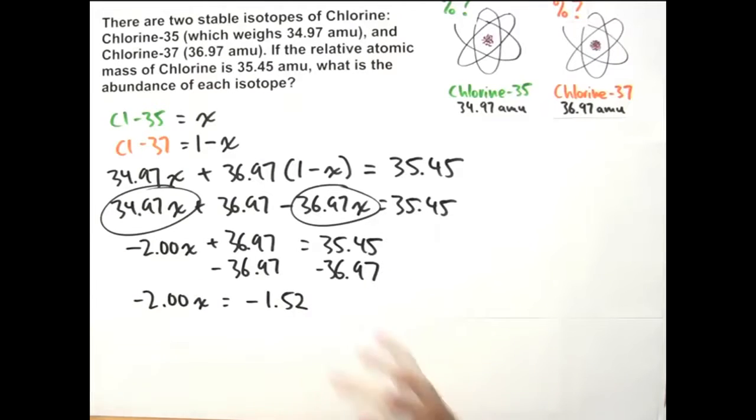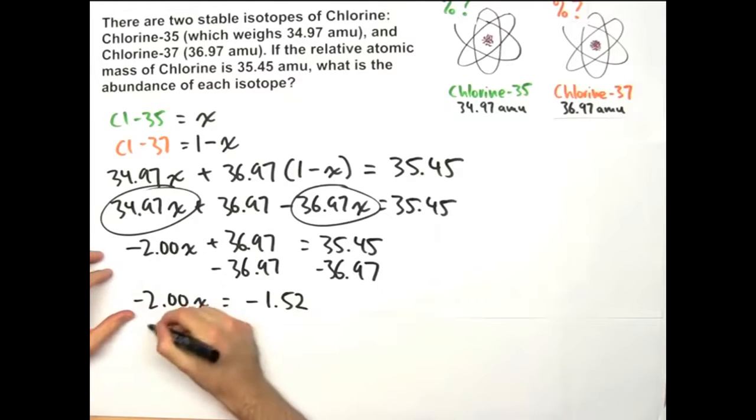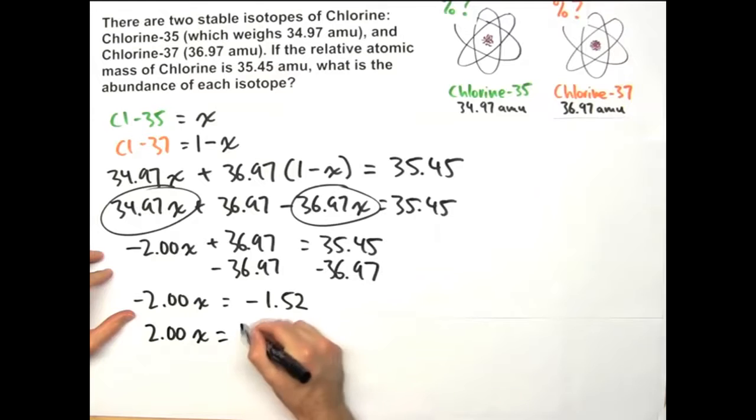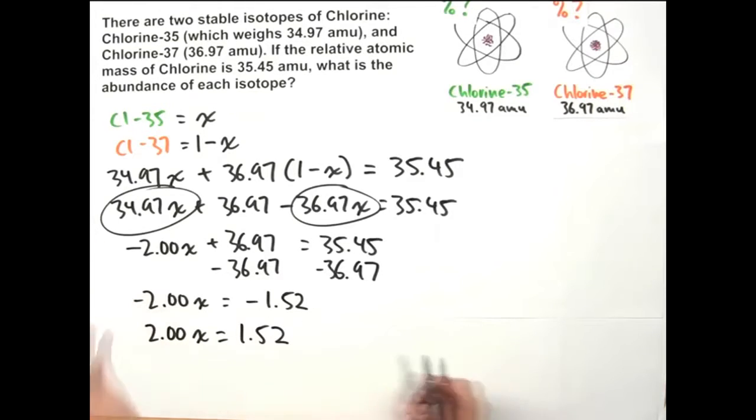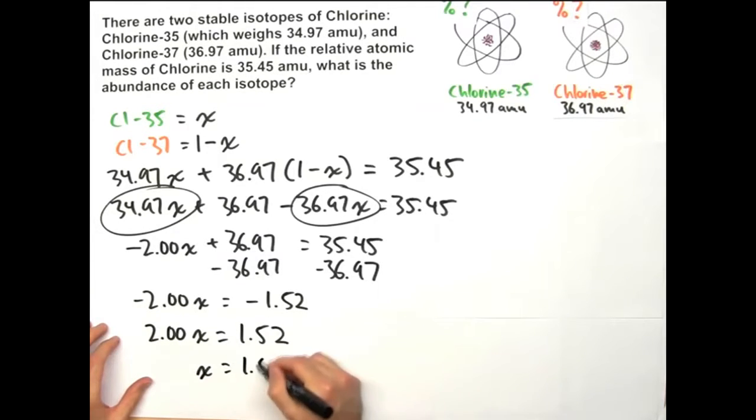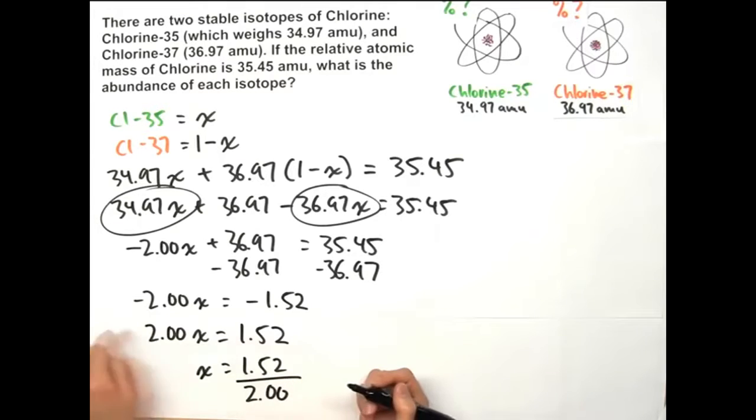These are both negative, so I can multiply both sides of the equation by negative 1 to make them both positive. So I'm going to get 2.00x equals 1.52, and for the very last step to actually solve for x, I'm going to do x equals 1.52 divided by 2.0. I've just divided both sides by 2.0.